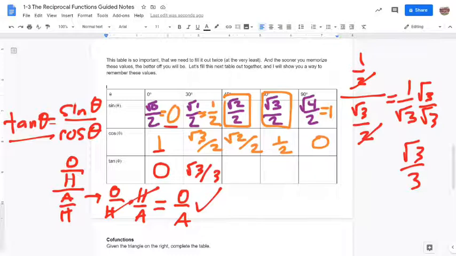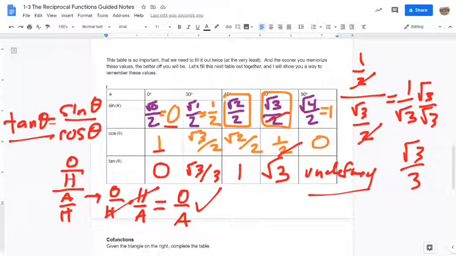The tangent of 45 is 1, because we get root 2 over 2 divided by itself. Anything divided by itself is 1. Okay, root 3 over 2 over 1/2, these will cancel out, and you get root 3. 1 over 0, undefined.